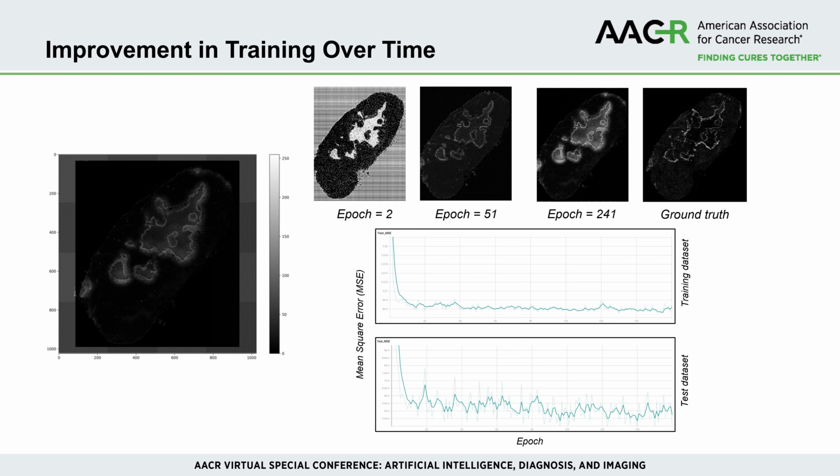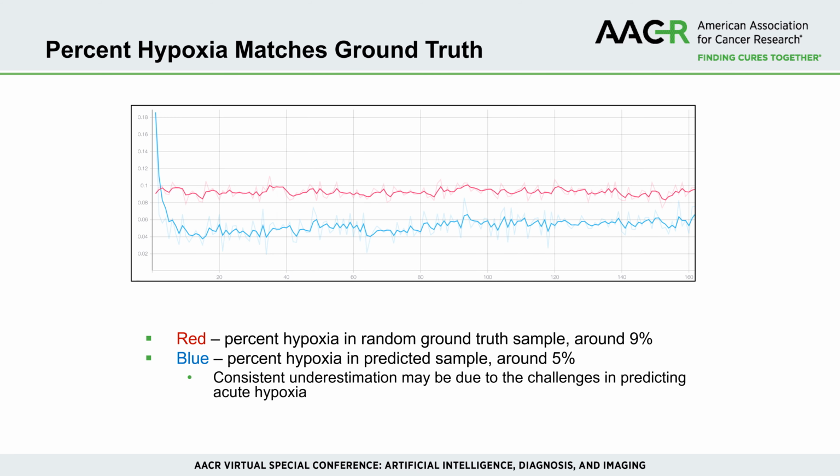This indicates a strong association between hypoxia and morphological elements of H&E stained images. It is important to note that there is a small but significant decrease in predicted hypoxia staining relative to the ground truth. We believe that this consistent underestimation may be due to challenges in predicting acutely hypoxic regions, which are not necessarily associated with necrosis.